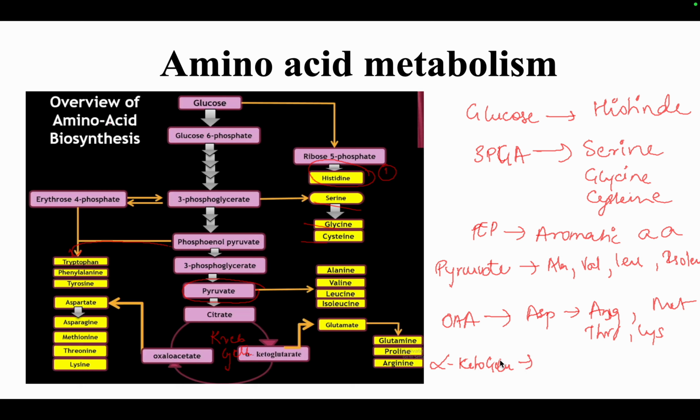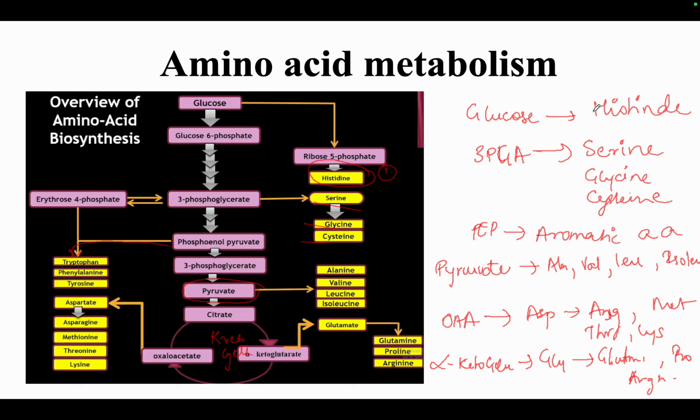From alpha ketoglutarate also we first get glutamate, an acidic amino acid, and then from here we also have glutamine and proline and arginine, okay. So this is how the amino acids are synthesized.